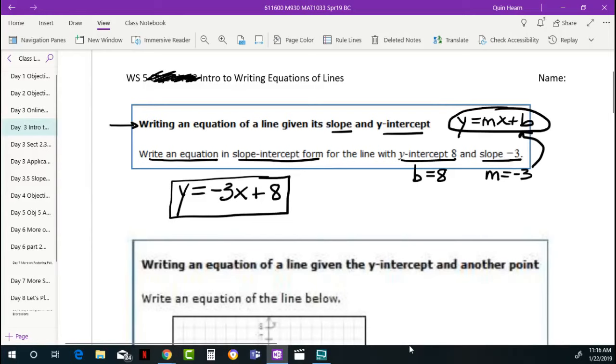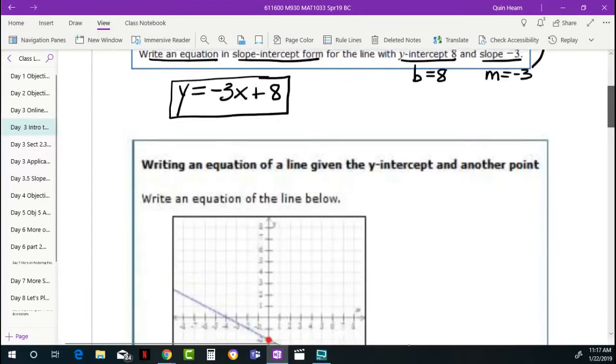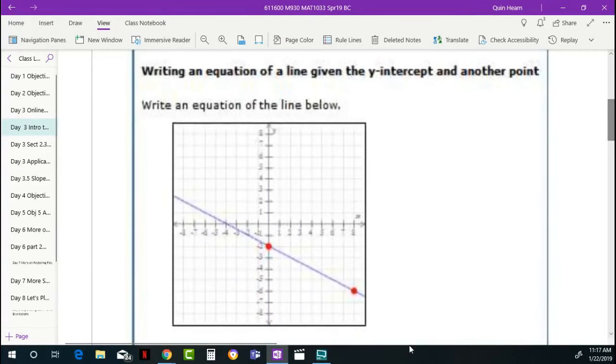All right, let's look at another one. Again, our goal here is being able to write the equation of a line given information about the line. So here's one where our topic in Alex says writing an equation of a line given the y-intercept and another point. So this is slightly different because in the previous problem, they gave us the y-intercept and the slope. They also are giving us the y-intercept and the other point on a graph.